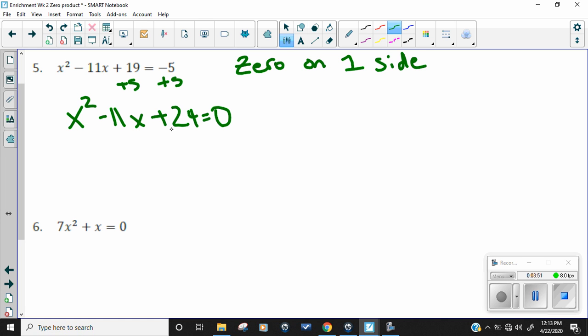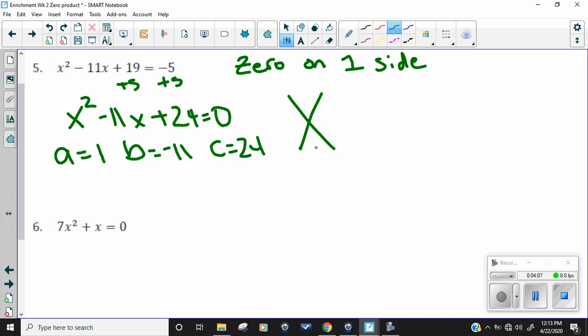Now, since a is 1, b is negative 11, and c is 24, you could factor this. Just because a is 1, you could factor it with an x factor, and you don't have to do the grouping thing. So what multiplies to negative 11 and adds to 24? No, the other way around. Oh my gosh, sorry. What multiplies to 24 and adds to negative 11?